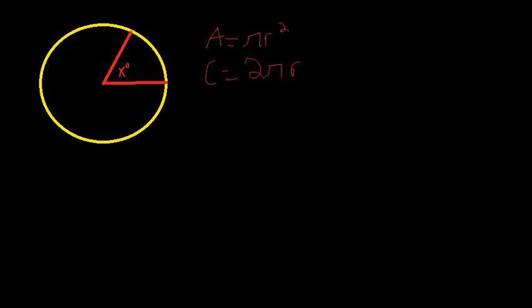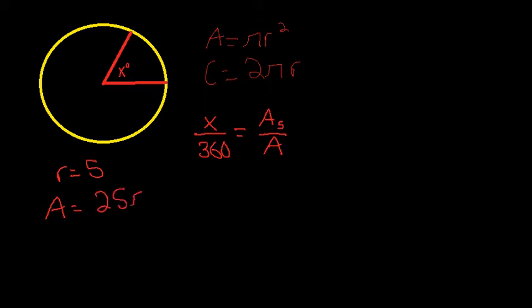And that's angle x. Well, what we know is that this angle x, its relation to the whole angle of the circle, which is 360 degrees, is proportional to the area of our subsection over the area of the total circle. What I mean by that is, let's say the radius for this circle is 5. So the area for the whole circle would be pi r squared, or 25 pi.